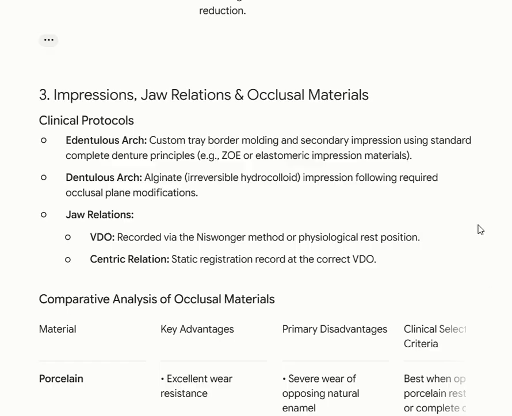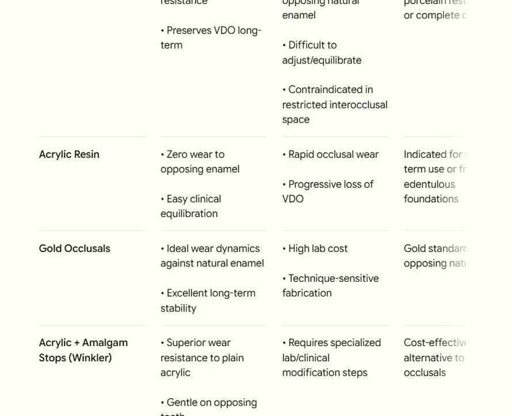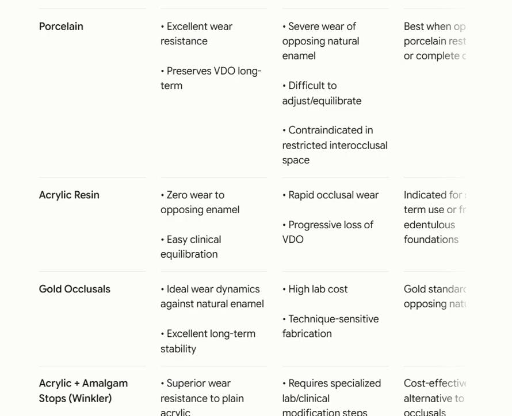Material. Key advantages. Primary disadvantages. Clinical selection criteria. Porcelain. Excellent wear resistance. Preserves VDO long term. Severe wear of opposing natural enamel. Difficult to adjust and equilibrate. Contraindicated in restricted interclusal space. Best when opposing a porcelain restoration or complete denture.